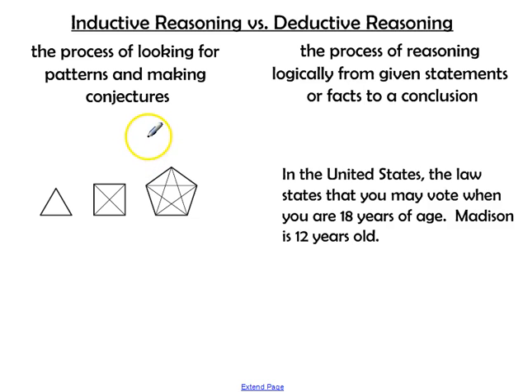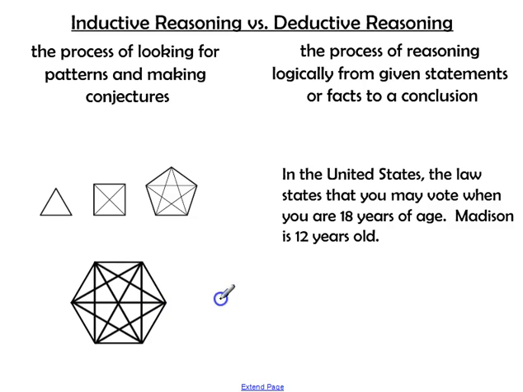Inductive reasoning is the process of looking for patterns and making conjectures. In the diagram below, we see a 3-sided polygon, 4-sided, and then a 5-sided. So your guess would be that the next one would be 6-sided. We also see that each of the vertices is connected by line segments inside of the polygon. So if you were to guess what the next figure is, hopefully this is what you were thinking.